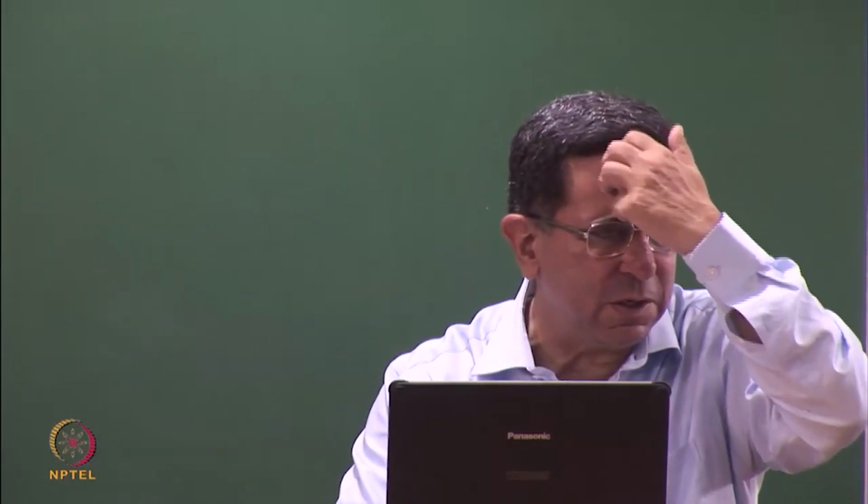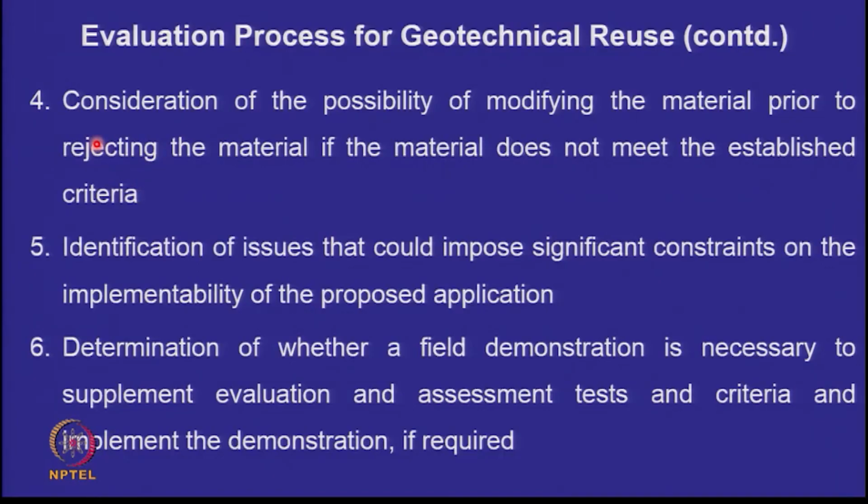So, you need to have your criteria fixed, and sometimes with the waste material you may not have a criteria. You may have to set up your own criteria. And if sometimes the material does not meet all the standards, you can also consider pre-treatment.